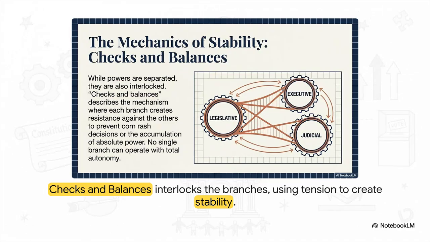But, and this is a huge but, here's the brilliant twist. Even though the powers are separate, they're also designed to interlock and get in each other's way. This is the famous checks and balances system. It's like a set of gears in a machine, intentionally creating friction to keep any one part from spinning out of control. The goal isn't perfect harmony. It's stability because of that tension.